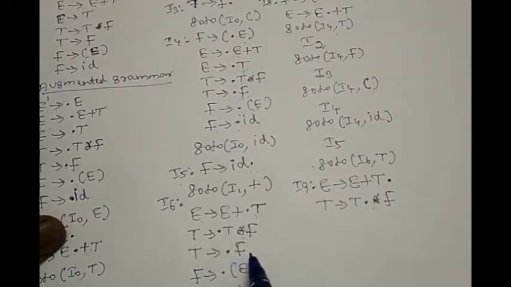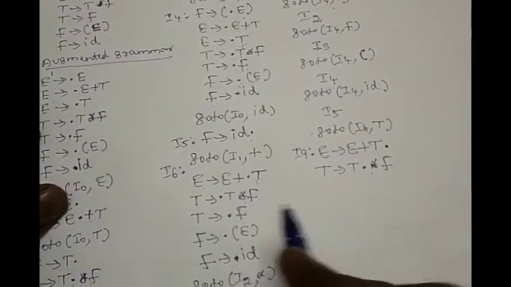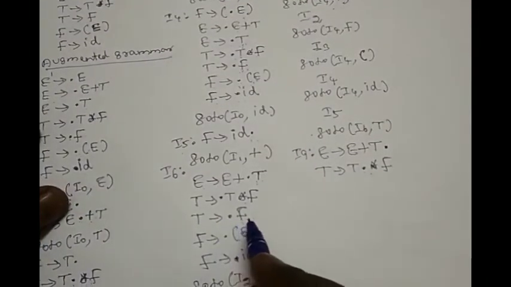Now go to item set 6. We have to process this F here. T tends to F dot. Again you will get the same item set as item set 3.